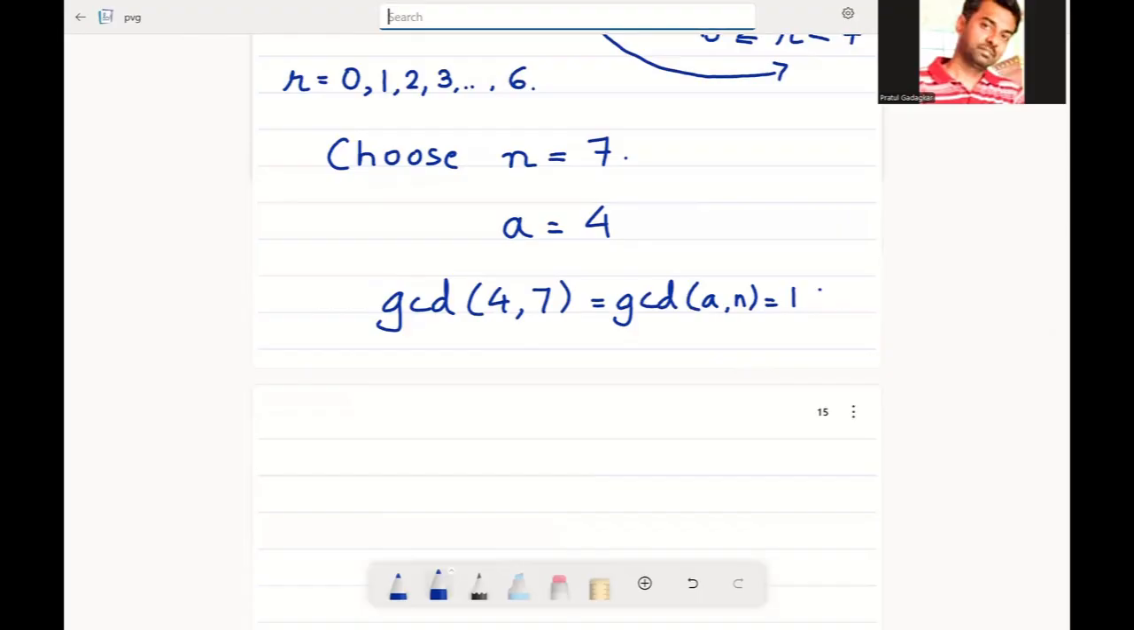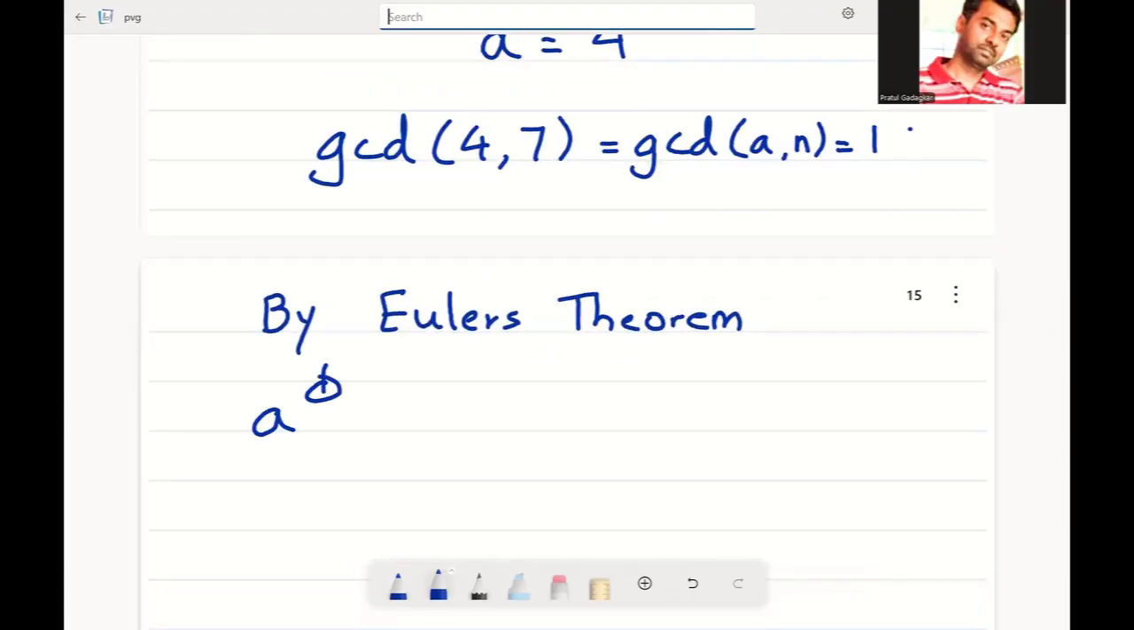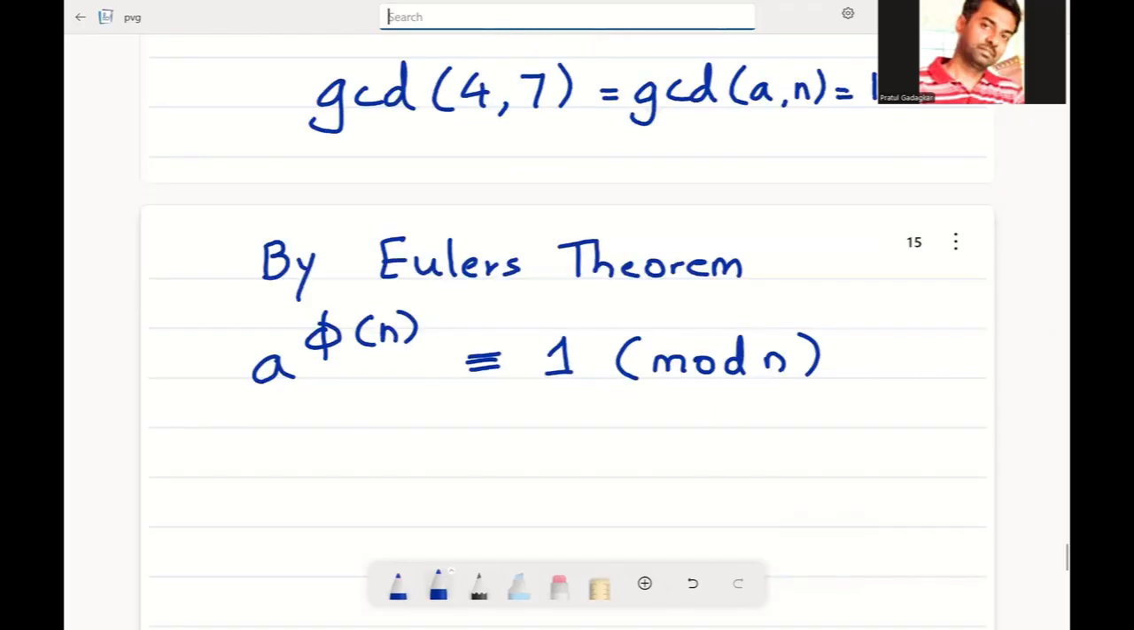So by Euler's theorem, I can say that a raised to phi of n is congruent to 1 modulo n. Let's put the value of a. How much was a? A was 4. Phi of n, where n was 7, is congruent to 1 modulo n.